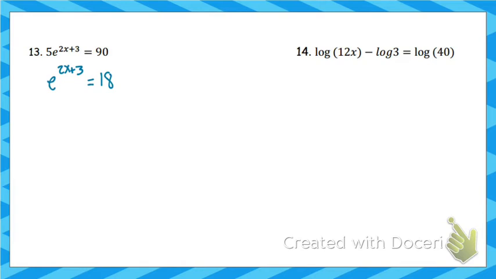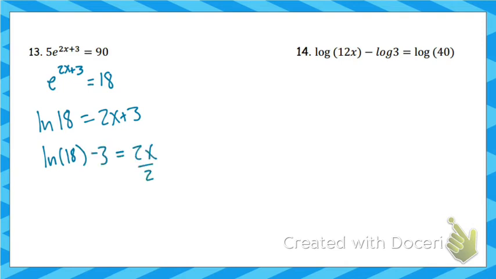Then from here, we're going to go ahead and rewrite this as a log. So when we rewrite this as a log, it's going to be log base e, which I'm going to write ln of 18 equals 2x plus 3. Get x by itself, we'll minus 3. We don't add it to the 18. We'll divide everything by 2. There is your calculator ready answer. Plug that into your calculator to get the decimal.